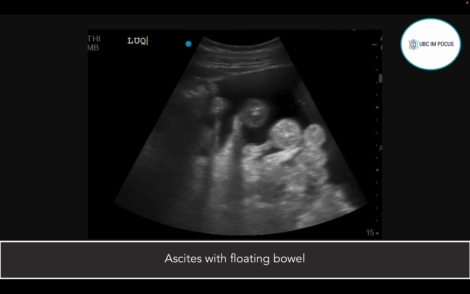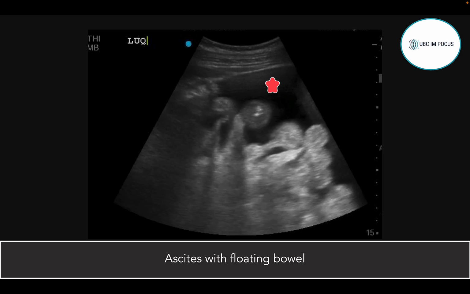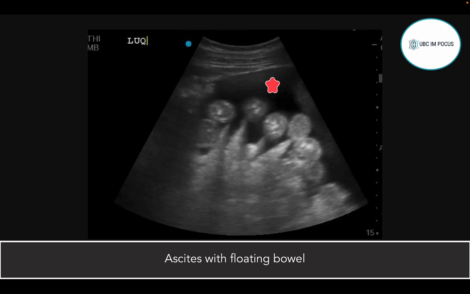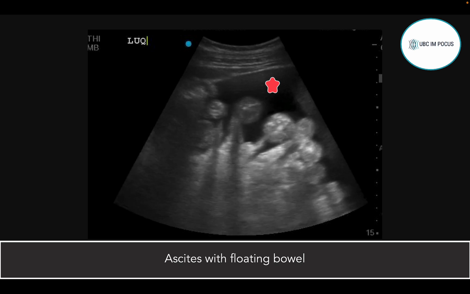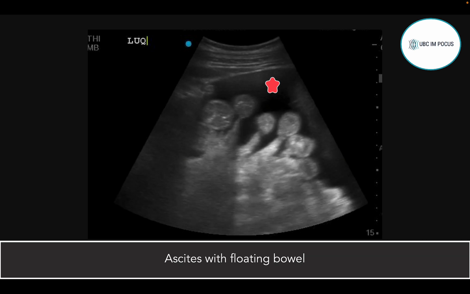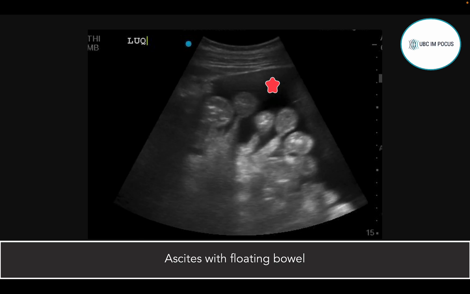This is just another nice example of ascites. Here we seem to be on the left side. We don't see any intra-abdominal organ here, but we see soft tissue, and then we see loops of bowel floating around in our ascites. As a reminder, when we're looking for free fluid, we should note a couple of things.